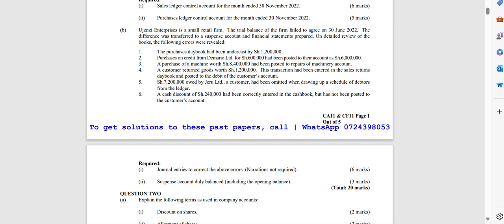Okay. Number 3, we have a purchase of machine worth 8,400 or 8,400,000. It had been posted to the repairs of machinery account. Someone to tell me something about this account. This is what we call error of principle.